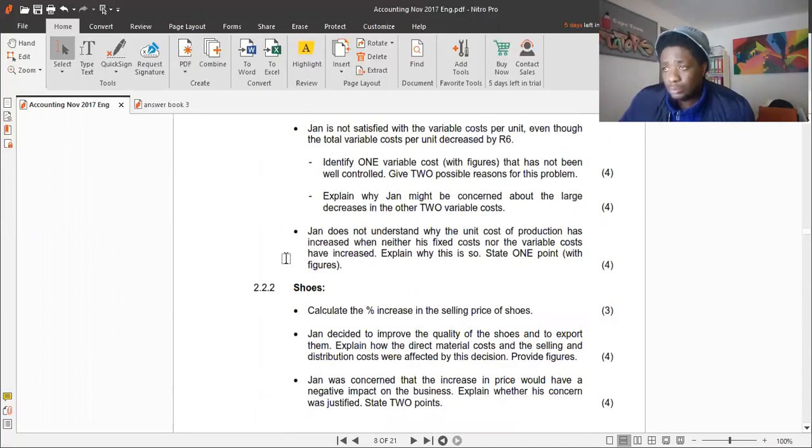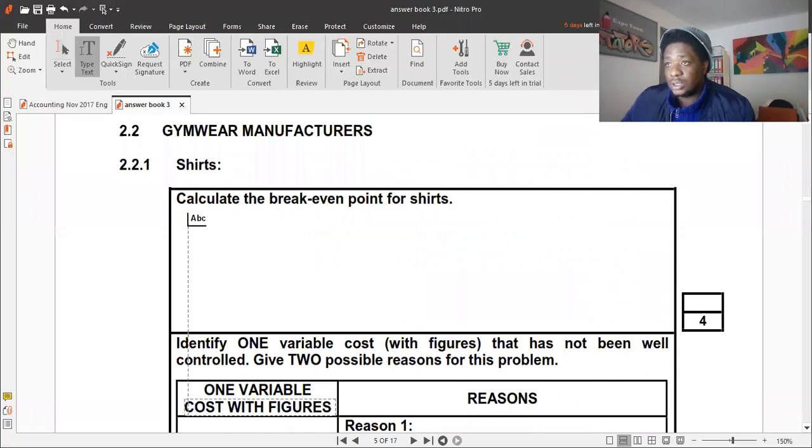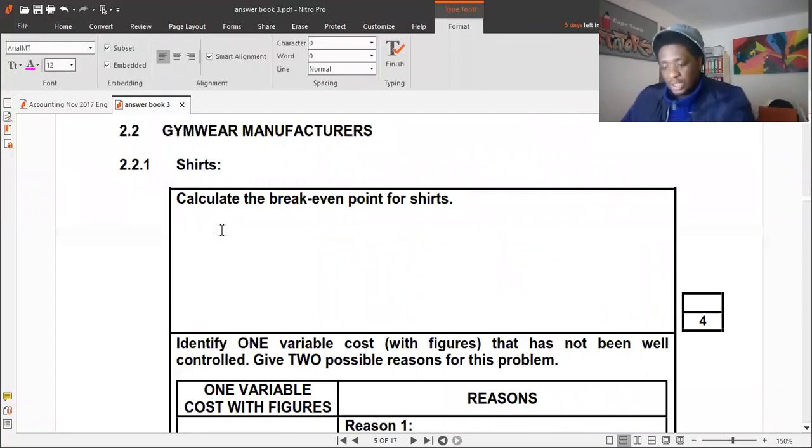All right, let's go. The fixed cost is given here as 530,000. The selling price per unit is given as 302, and the variable cost per unit is given as 238. So we have all the tools that we need to calculate the break-even point. I'm just going to put the formula there for the people that don't know it. Total fixed cost, TFC, divided by selling price per unit minus variable cost per unit.